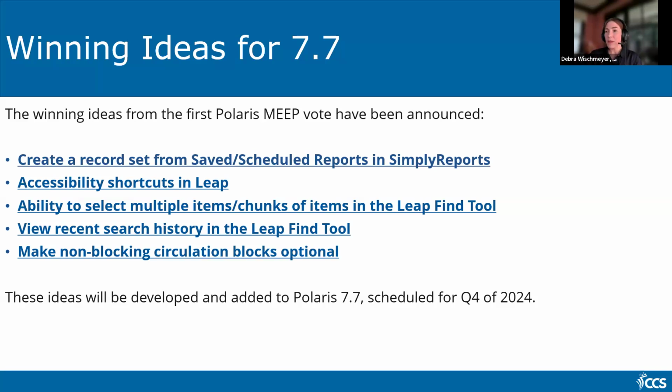And then the last one is going to make non-blocking circulation blocks optional. So for this one, we'll be able to disable non-blocking circulation notes and suppress at the time of checkout things like the patron has held items or the patron owes 10 cents. So we'll be able to disable those messages that pop up that really aren't true blocks, but are rather more informational than actual blocking messages.